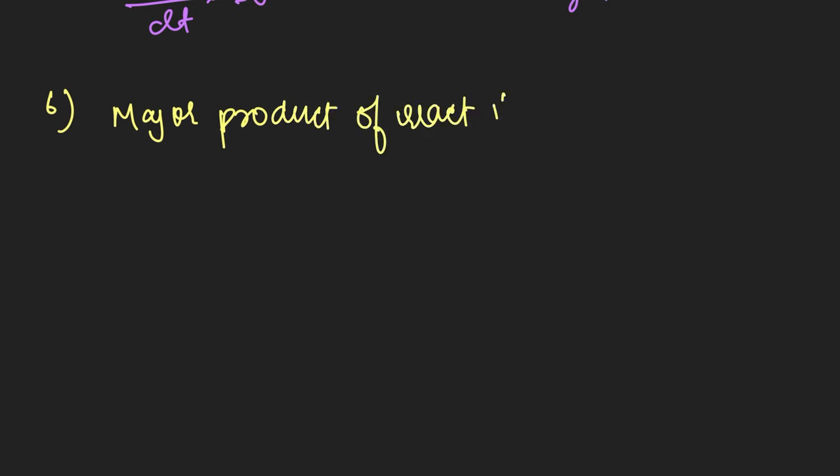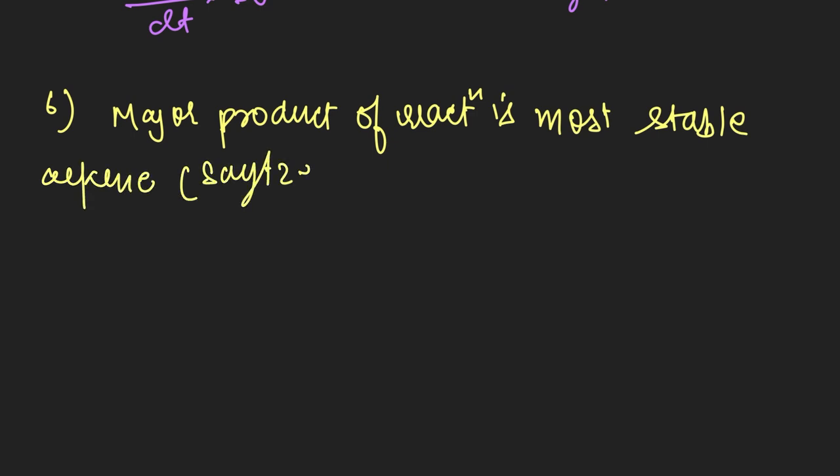Sixth, the major product of the reaction is the most stable alkene. The major product of the reaction is the most stable alkene, which is also known as the Saytzeff alkene. Seventh, rate equals k times the concentration of oxonium ion. It is even.